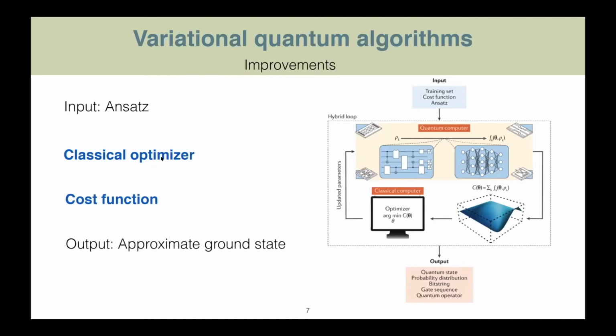So what we are going to talk about is how we can make improvements on variational quantum algorithms by playing with the classical optimizers that we already have, and what we can do about the cost functions that are already given to us. For example, can we do anything further on the cost function to get better convergence or better results?